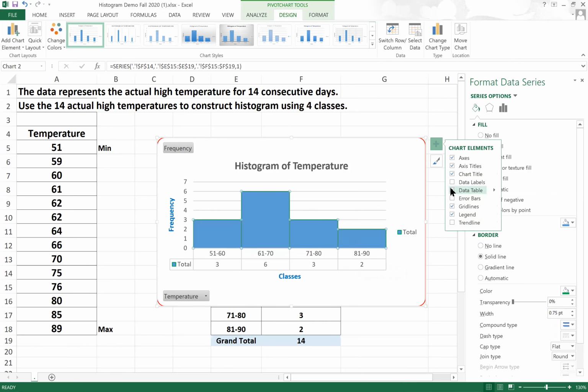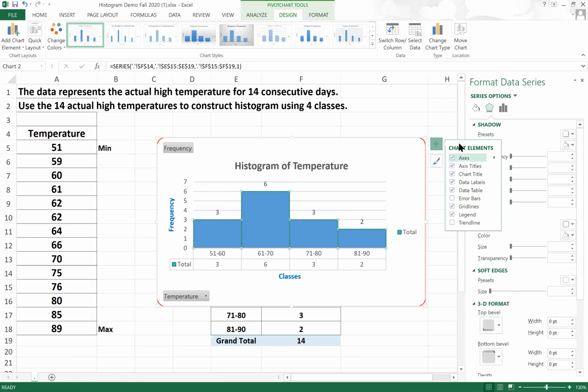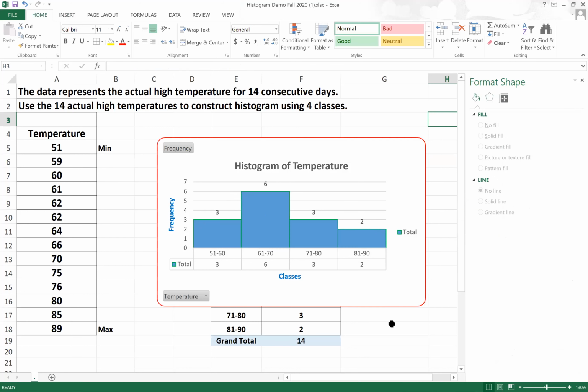If you want a data table underneath it, like classes, frequency, classes, frequency, you can do that. Data labels, put a label of all these frequencies on top of each bar. Again, a lot of things to play around with. Any questions on how to create this histogram?